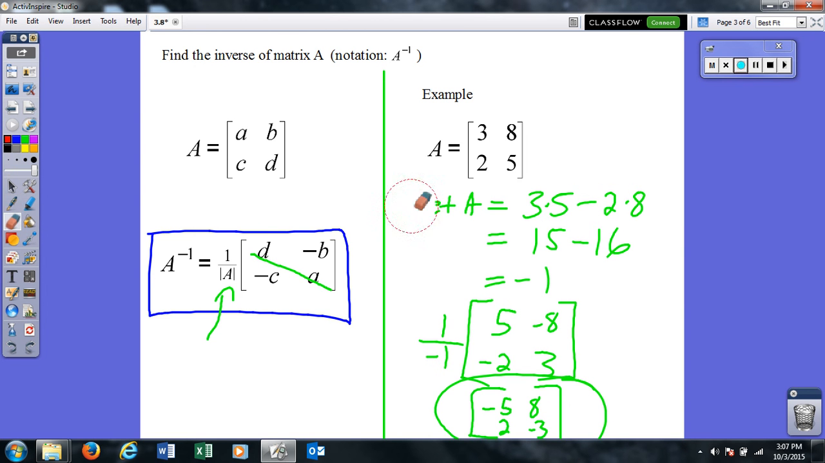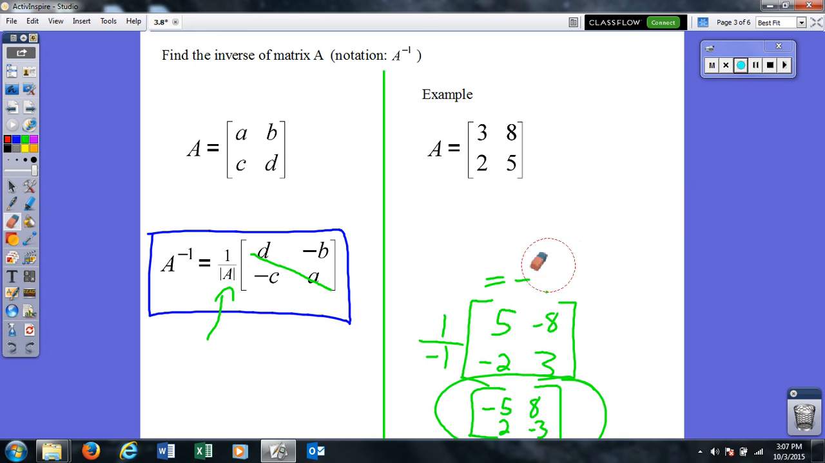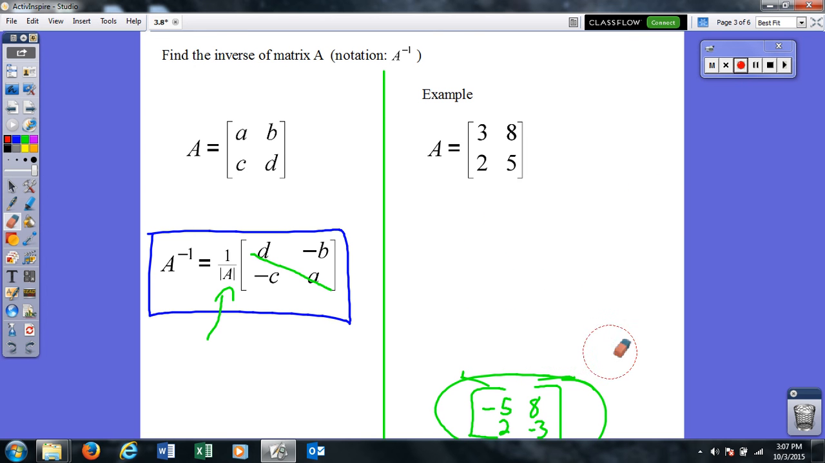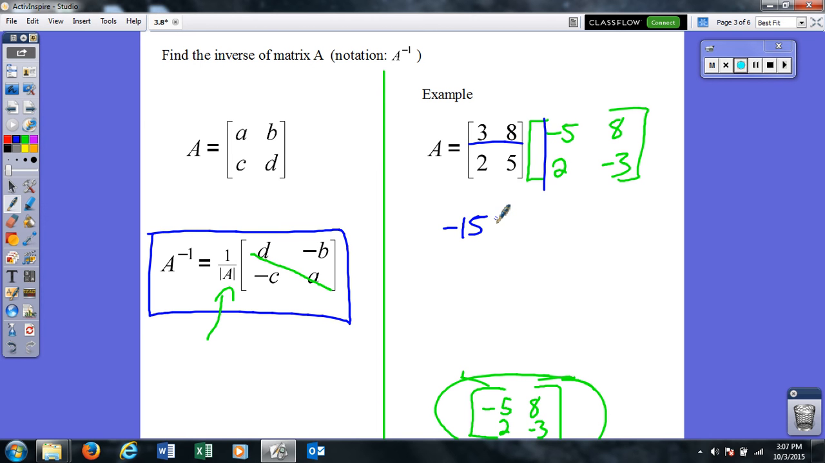Now, just to be sure, let's actually check this and make sure that it really is the inverse. So that means that if we multiply these two things together, we should get the identity matrix. So let's do just that. All right, for the top left spot, we're going to do top row left column. So that's 3 times negative 5 is negative 15. Then 8 times 2 is 16.